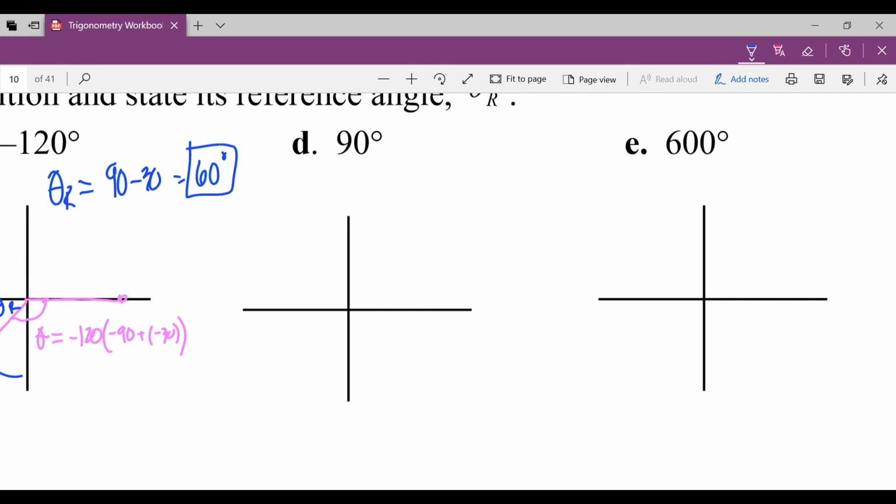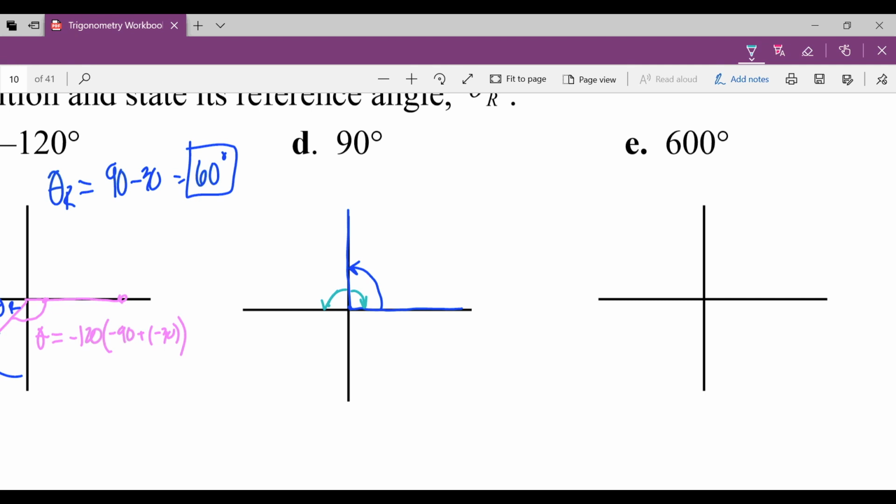Reference angle for 90 degrees. Well, how do we get to 90 degrees? We start here at the origin with an initial arm, and we rotate up there, and we end up with the terminal arm up there. Is there any acute angle to refer to compared to 90 degrees? I mean, you can go that way, but that's not acute. That's 90 degrees. You can go that way, and that's not acute. That's 90 degrees. There doesn't seem to be a reference angle for 90 degrees because there is no acute angle.